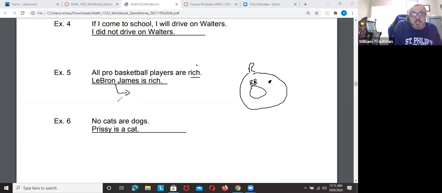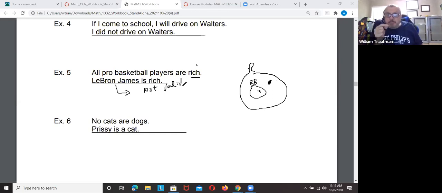LeBron James is rich. So in reality, we should say LeBron James is a rich basketball player, but we can't say that because we don't know if he goes in the basket. If this particular LeBron James goes into the basketball circle, it doesn't tell us to do that. It just says put him in the rich circle. So we cannot say it. So this is not valid. I can't say LeBron James is a rich basketball player because it didn't tell me to put the dot in the basketball circle.